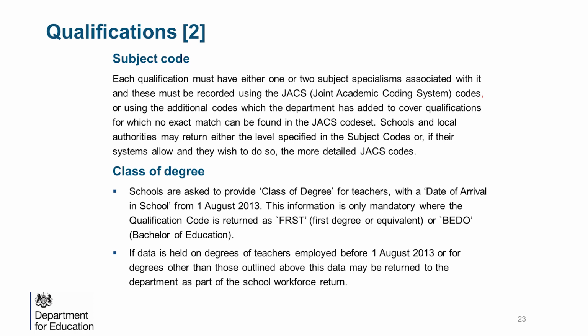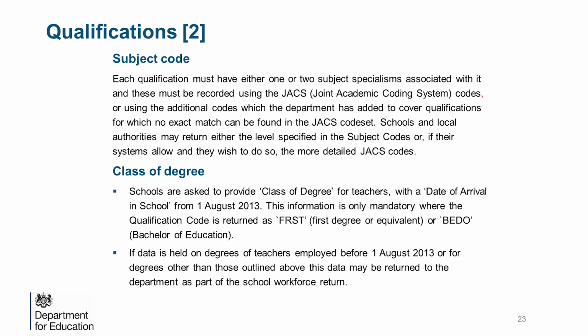Schools and local authorities may return either the level specified in the subject codes or, if their system allows and they wish to do so, the more detailed JACS codes. The complete list of subject codes and the more detailed JACS codes associated with each of them is published on the JACS website. Schools and local authorities may wish to use this document to identify appropriate subject codes for qualifications.